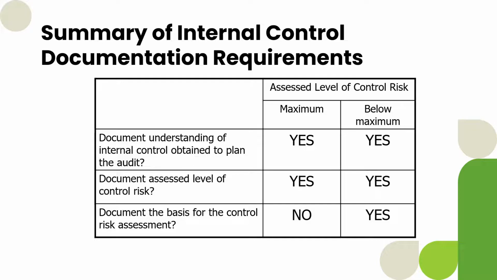Yes, it would be documented, but it would be part of the first question, document understanding of internal controls, not the basis for the control risk assessment per se, because you did not perform TOC. But if you assess control risk at below maximum, you have to document the understanding, and this is where risk assessment procedures come in. You have to document what is your assessed level. You simply say we have assessed control risk at below maximum, and then you document the basis, which will now be the results of your test of controls.